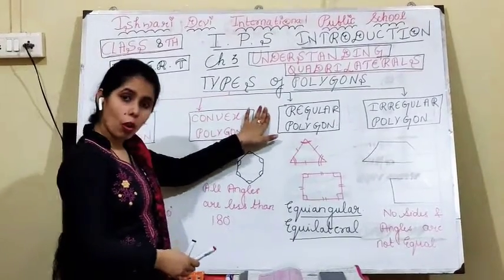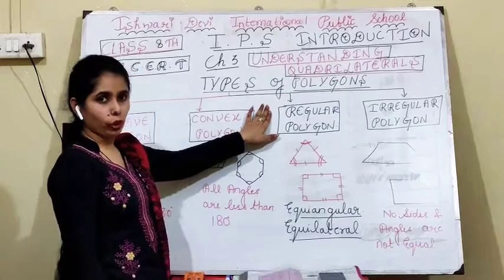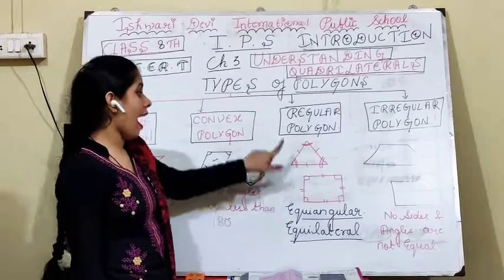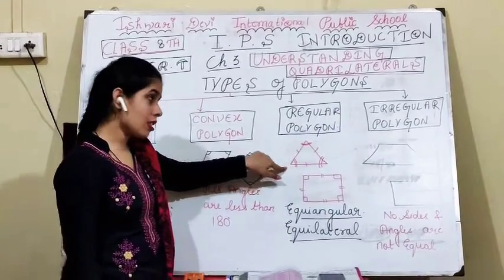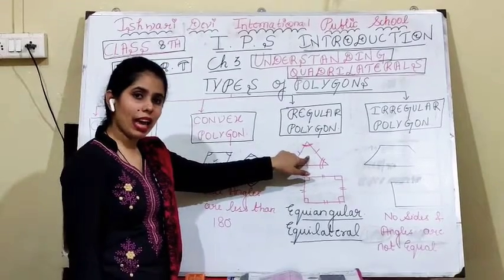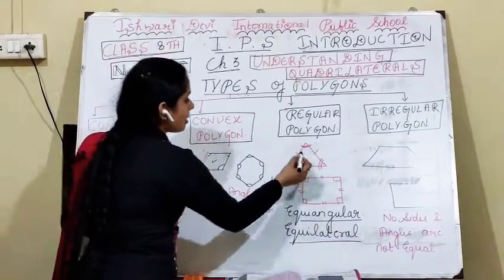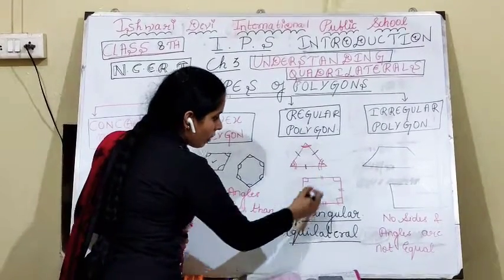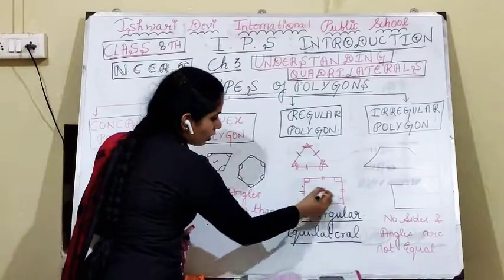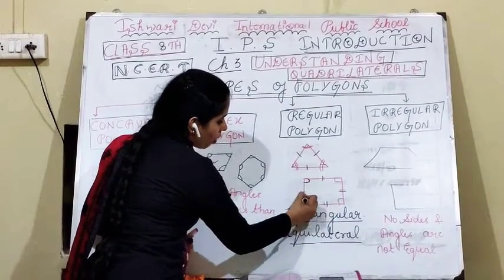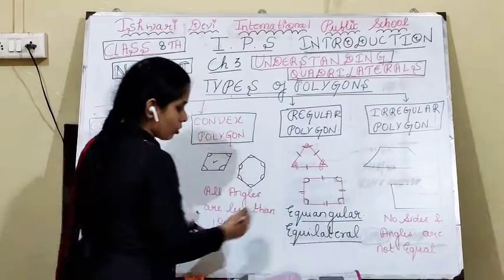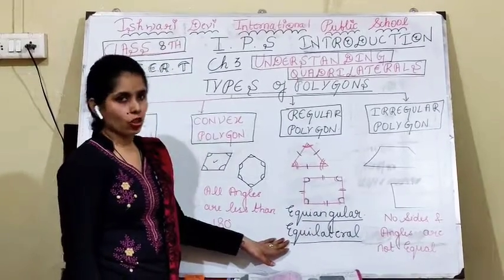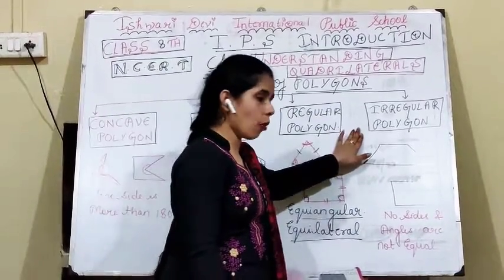Next is regular polygon. A regular polygon has the property of being equiangular and equilateral. That means all its angles are equal and all its sides are also equal. This is a triangle. In this triangle all the sides are equal and all the angles are also equal. Same way this is a quadrilateral. In this quadrilateral all the sides are equal and all the angles are also equal. So it is equiangular and equilateral. Now next is irregular polygon.